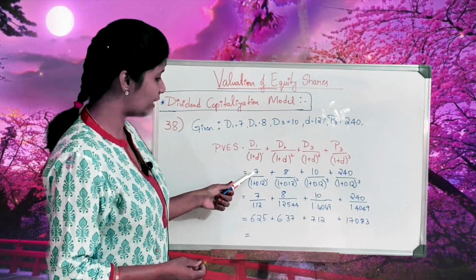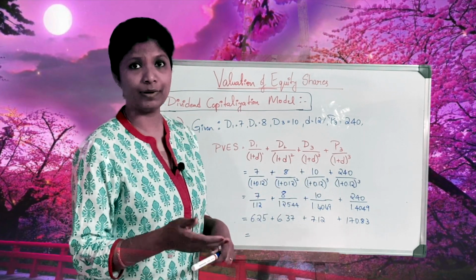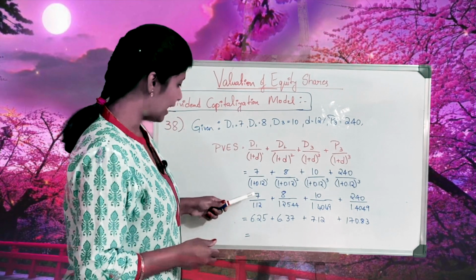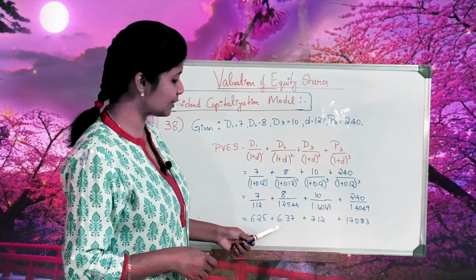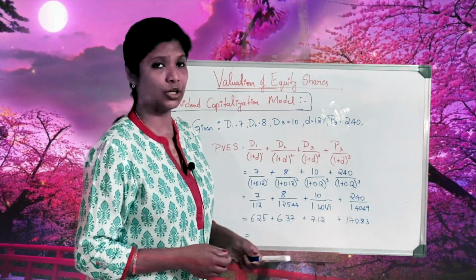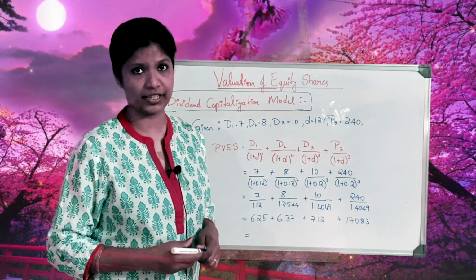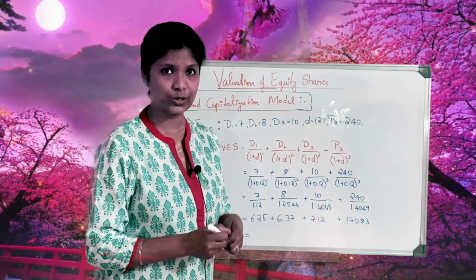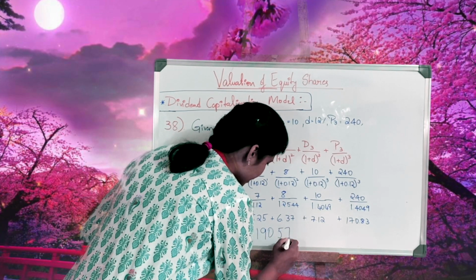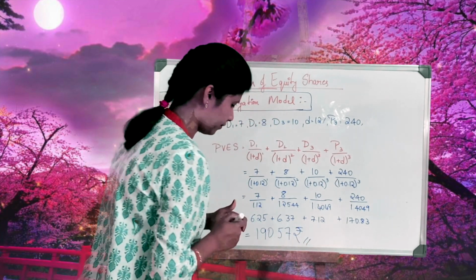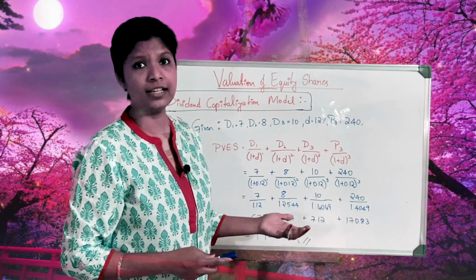Now, solving it, the dividends are 7, 8, 10 in the first three years and the price is 240, each divided by 1 plus 0.12 to the respective power. When we simplify, we arrive at 6.25 at the end of the first year, 6.37 at the end of the second year, 7.12 at the end of 3 years, and the price at the end of the third year is 170.83. Adding up all the dividends plus the price, we get 190.57. So the present value of the equity share today is 190.57, almost 191 rupees.